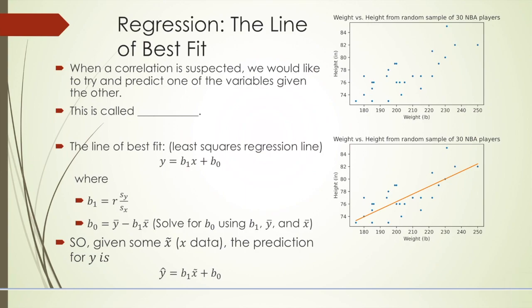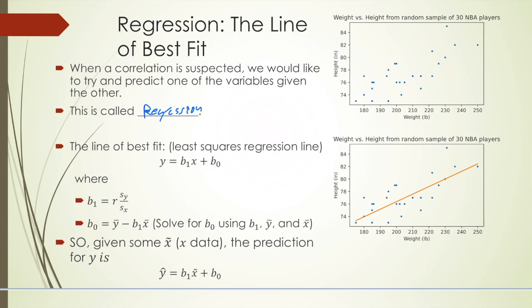Okay, now another useful thing is this regression line. When a correlation is suspected, we would like to try to predict one of the variables given another. So correlation means one variable has information contained in it about the other variable. We would like to leverage that as much as possible. What's the best approximation we could make of one variable given the value of another? And this is called regression. Or prediction would not be a bad way to fill that in either.